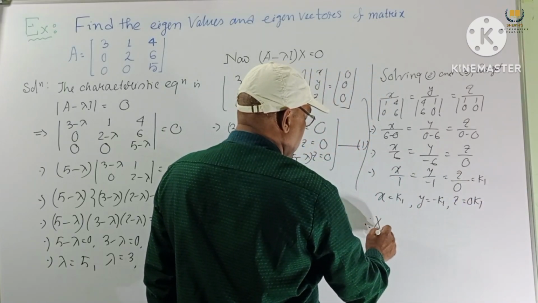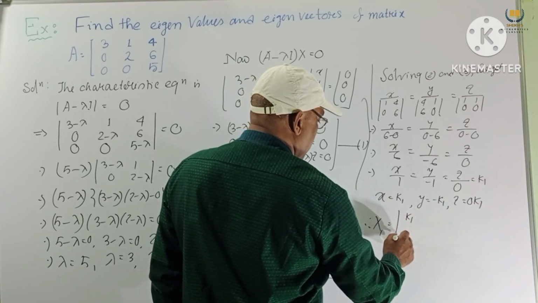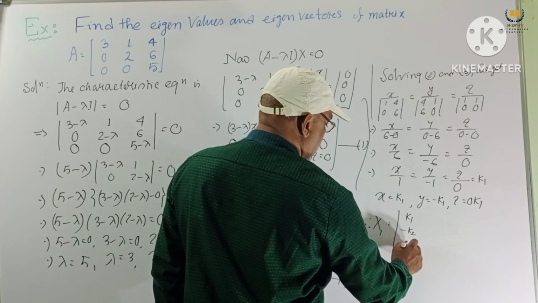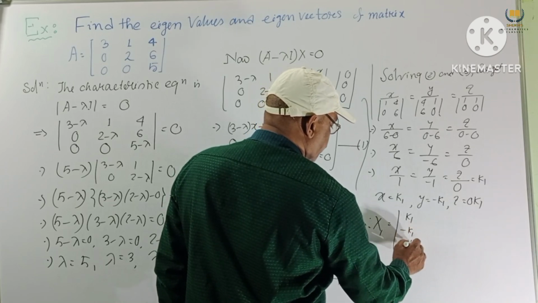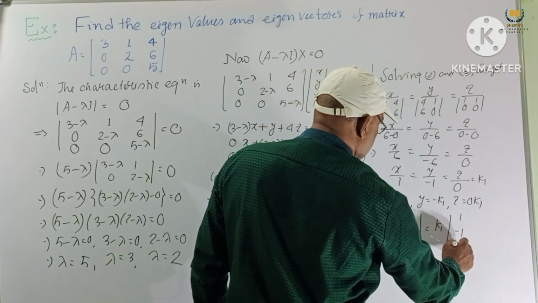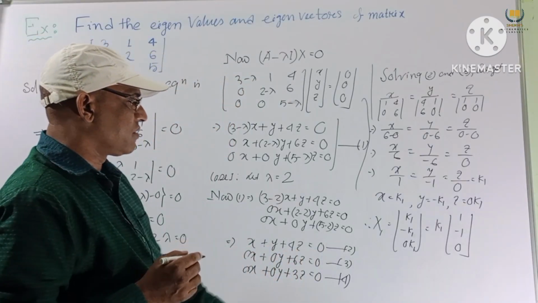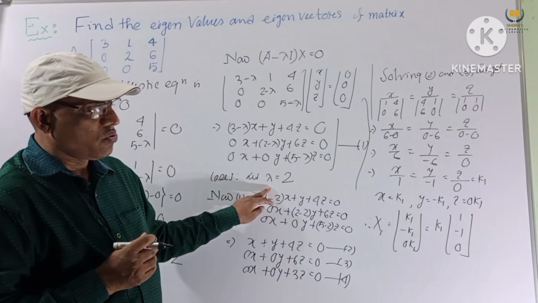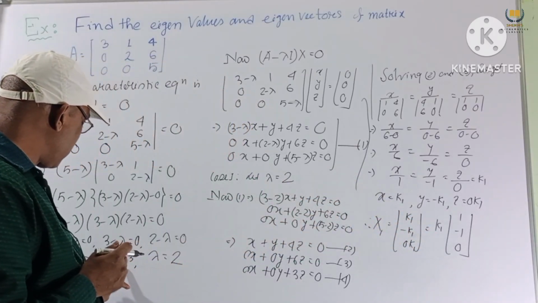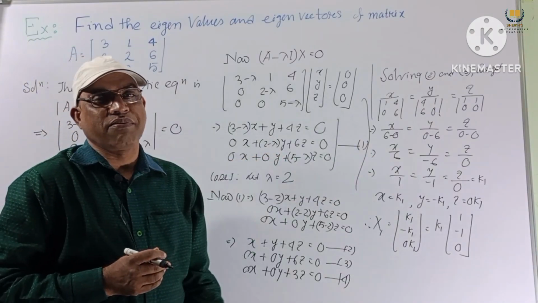Therefore, the eigenvector x1 equals k1, k2, and this is 0 k1, this is k1, 0 k1, and taking k1 common, we get 1, minus 1, 0. We get the first eigenvector 1 minus 1 0 by putting lambda equal to 2. Next, putting lambda equal to 3, lambda equal to 5 also, in the same equation we get different eigenvectors.